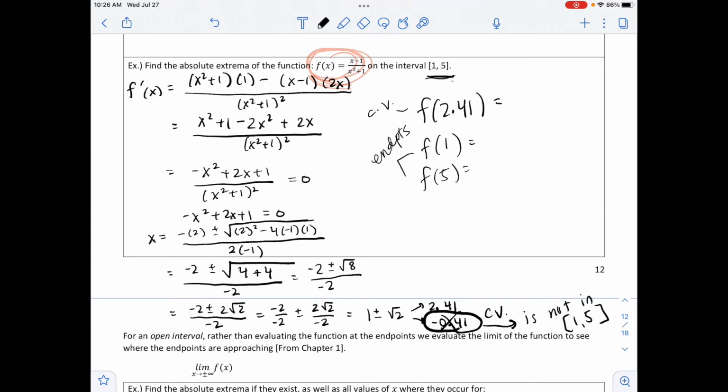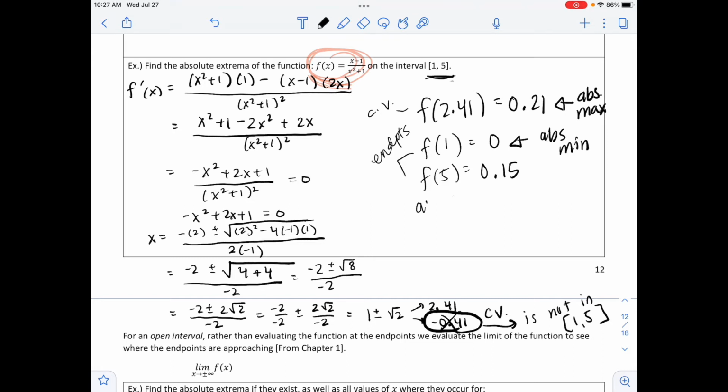And so substituting this into f of x, which is circled up above, substituting in 2.41, we get 0.21. And substituting in 1, we get 0. And substituting in 5, we get 0.15. So from here, your absolute max is going to be the largest value that we have, which is 0.21. So this is going to be our absolute max. And our absolute min is going to be the smallest value that we have, which would be 0.